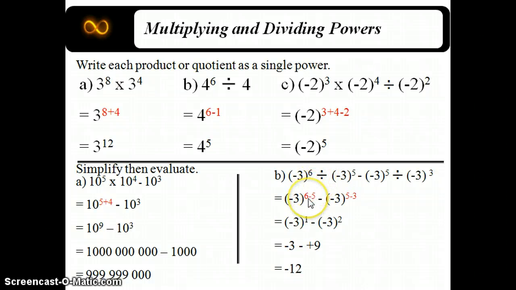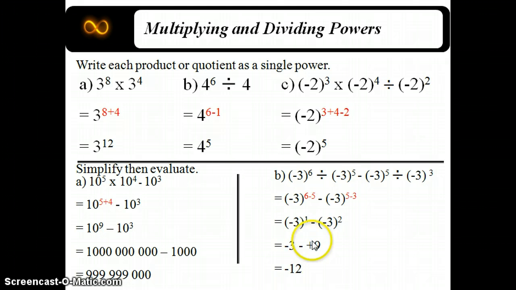That's the quotient rule. So I figure out negative 3 in brackets to the power of 1. 6 minus 5 is 1. Over here, bases are the same and I'm dividing, so I'm going to subtract these. Negative 3 to the power of 5 minus 3, which is 2. And back over here, negative 3 to the power of 1 is just negative 3. This minus sign and this minus sign. Negative 3 squared means negative 3 times negative 3, which is a positive 9.